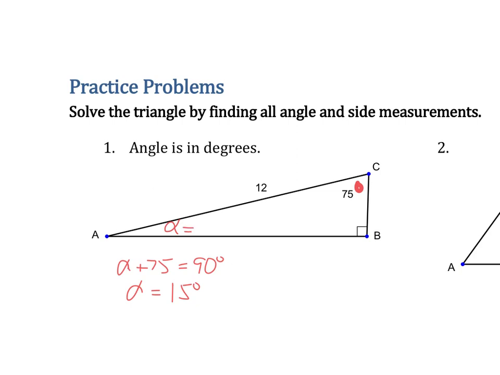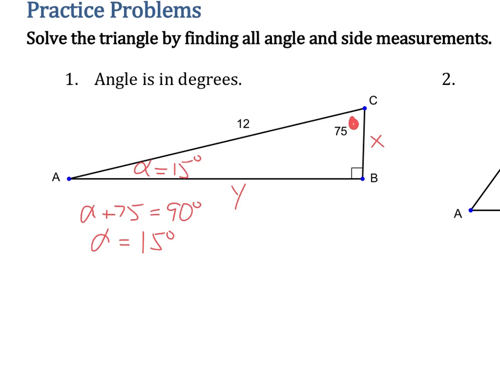All right. So our goal is to find all the angles and all the sides here. And so let's call this an X and call this a Y. Now, we can use either angle. It doesn't matter. We know that's 75. We know that's 15. They're both acute angles. Doesn't matter. Well, let's go ahead and maybe use this 15. Why not? So 15, let's find X.